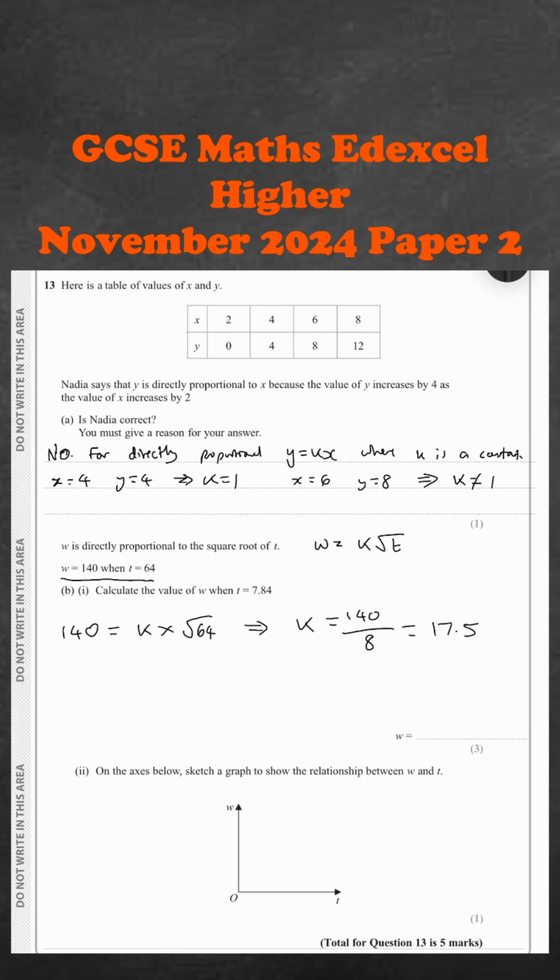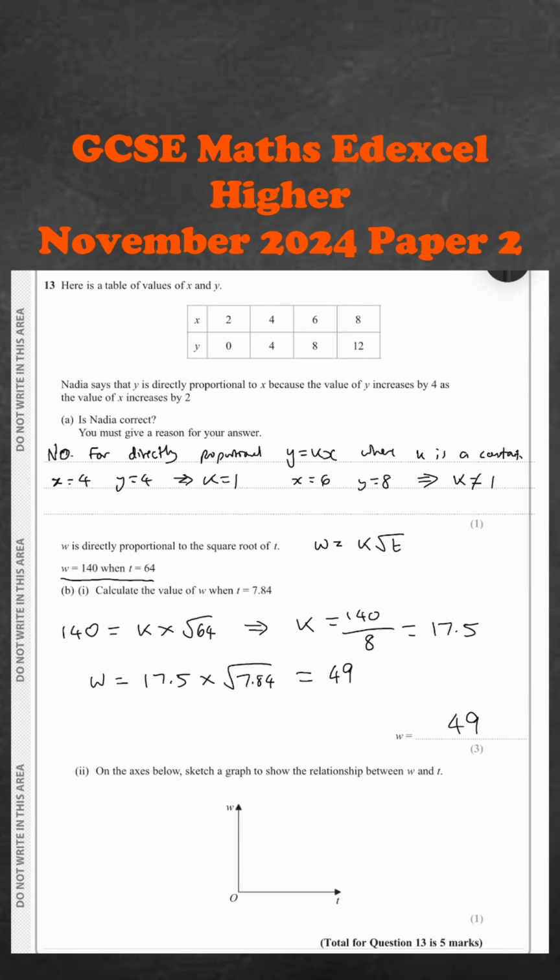They want us to find the value of w when t equals 7.84. So w equals 17.5 times the square root of 7.84. Again, I'll do this on my calculator. Square root of 7.84 is 2.8. Times that by 17.5, and we just get 49.